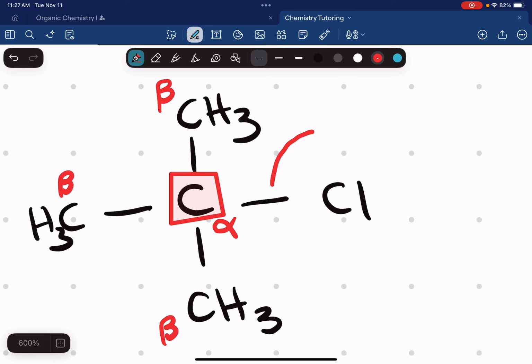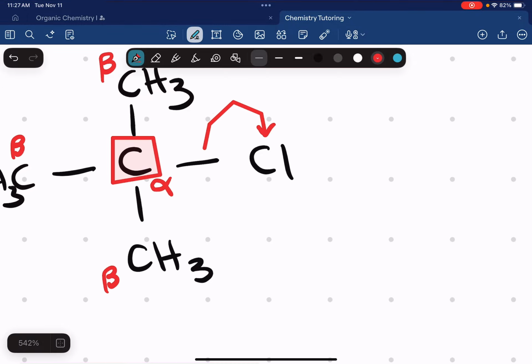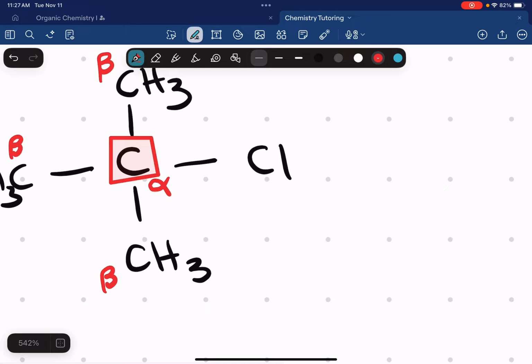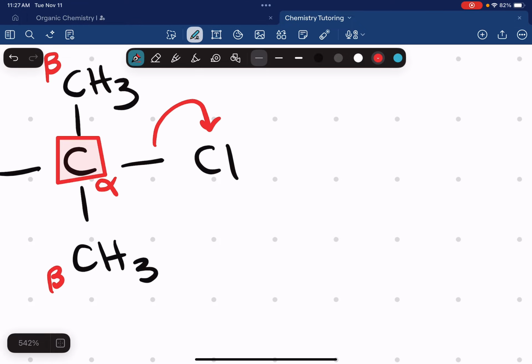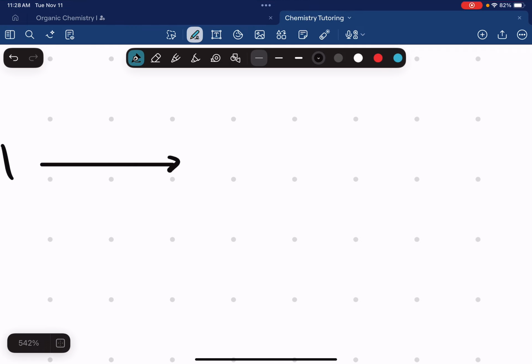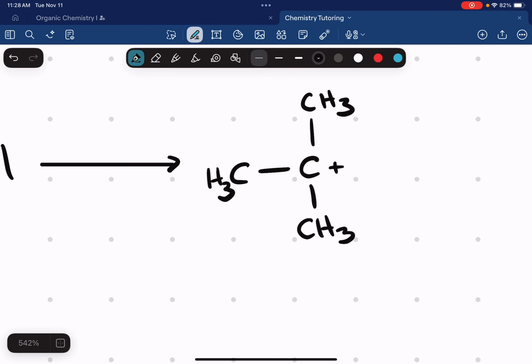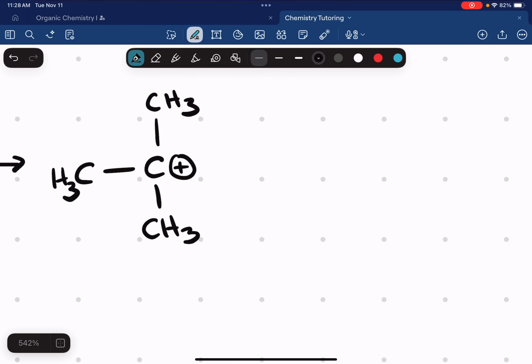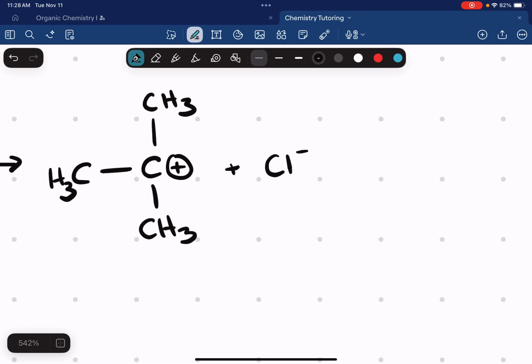So our first thing, our chlorine's going to leave. It's our leaving group. Chlorine pops off, and we're left with a cation, a carbocation. The carbon's positive, it's lost a bond. Chlorine took all the electrons with it.